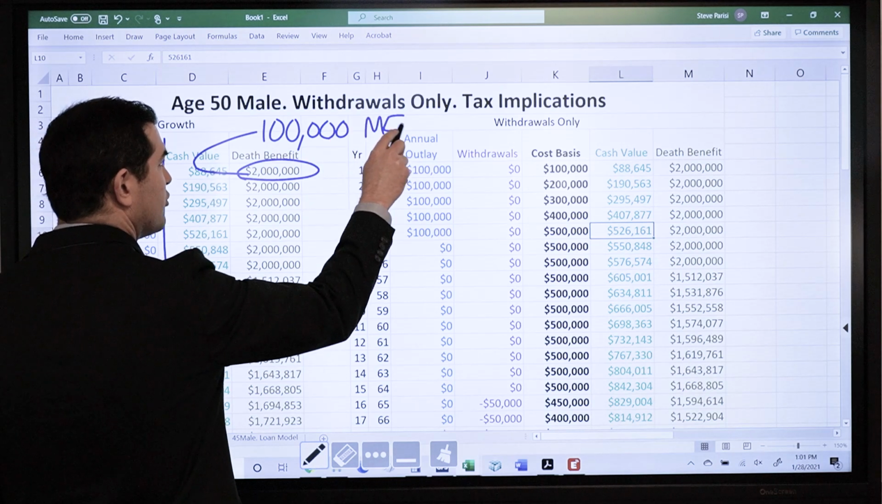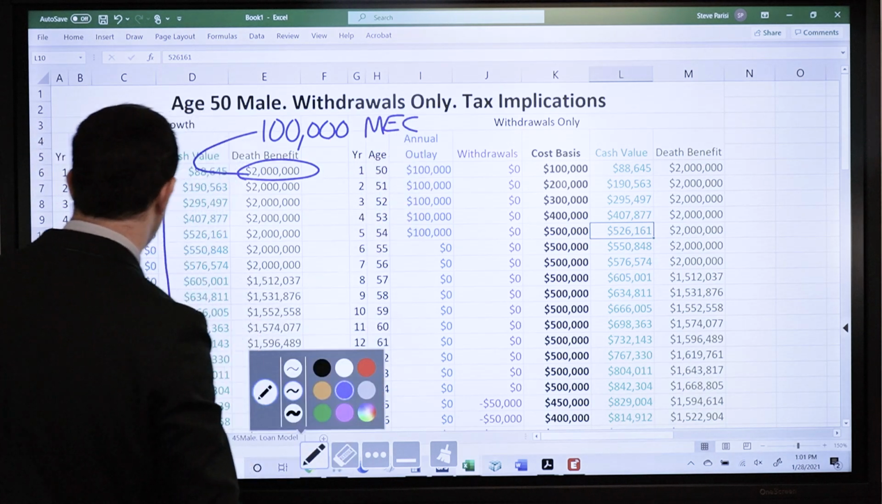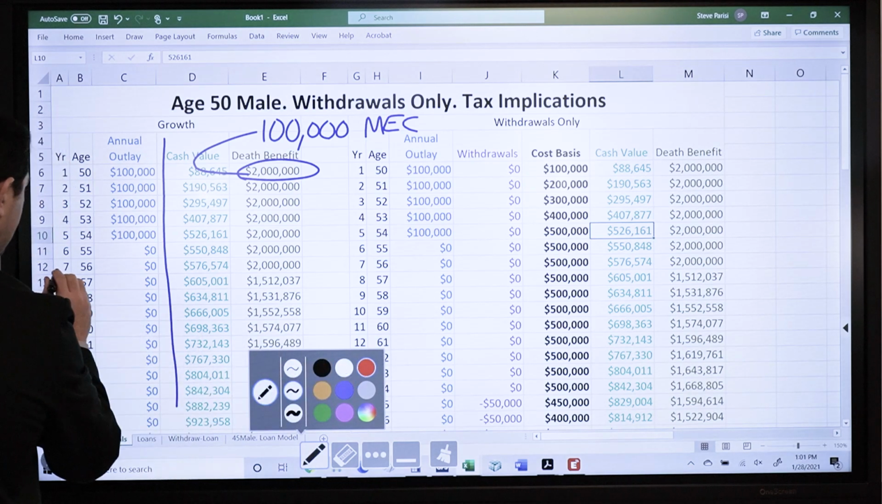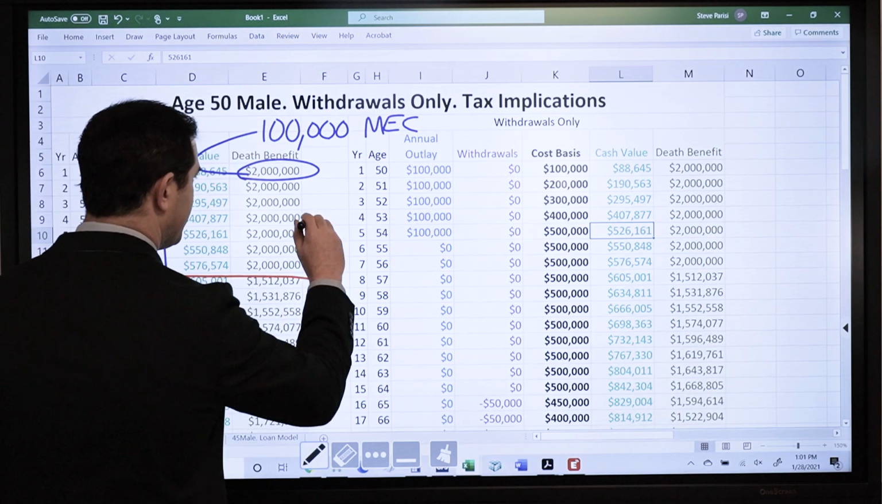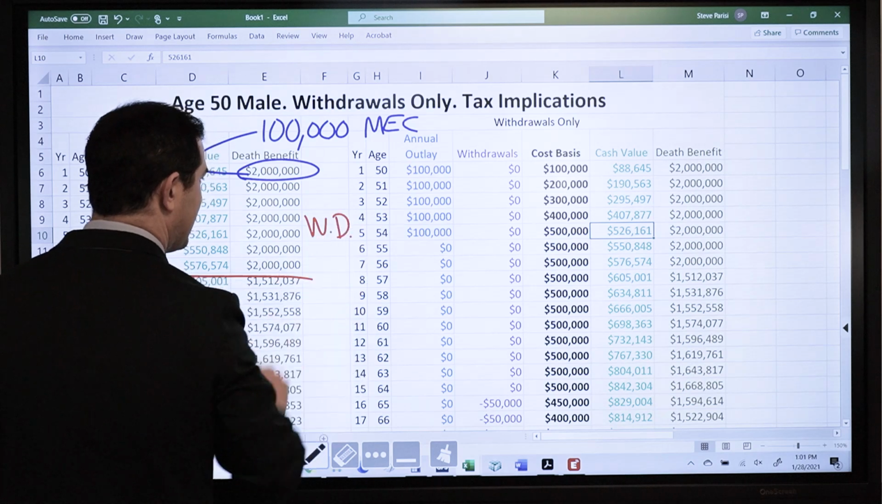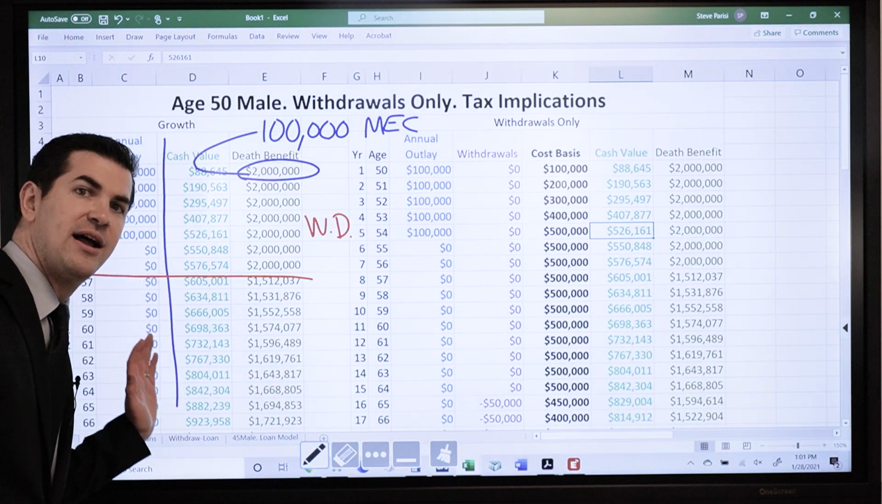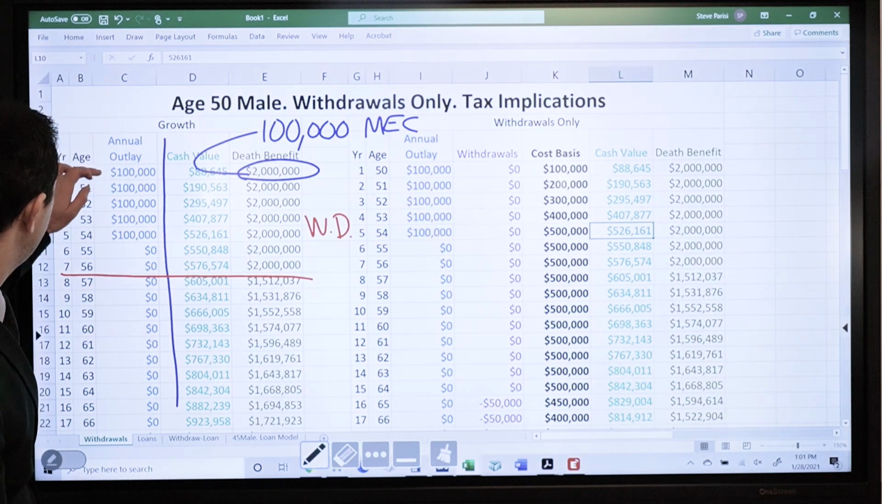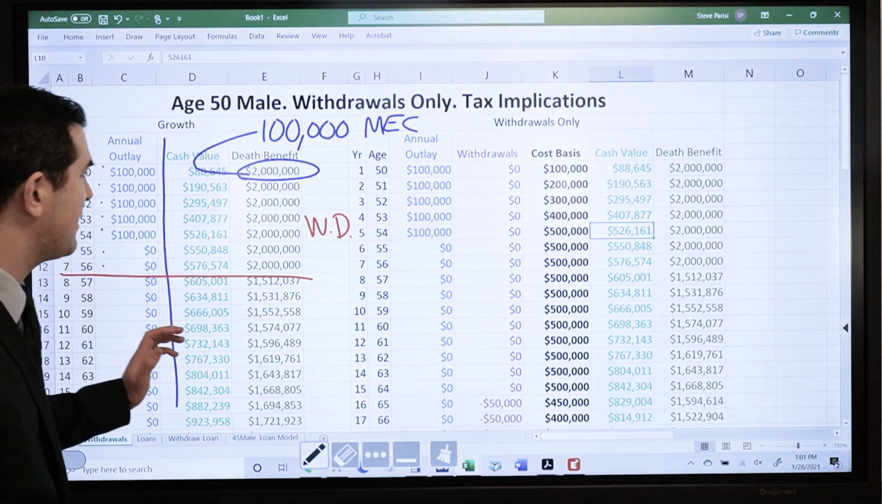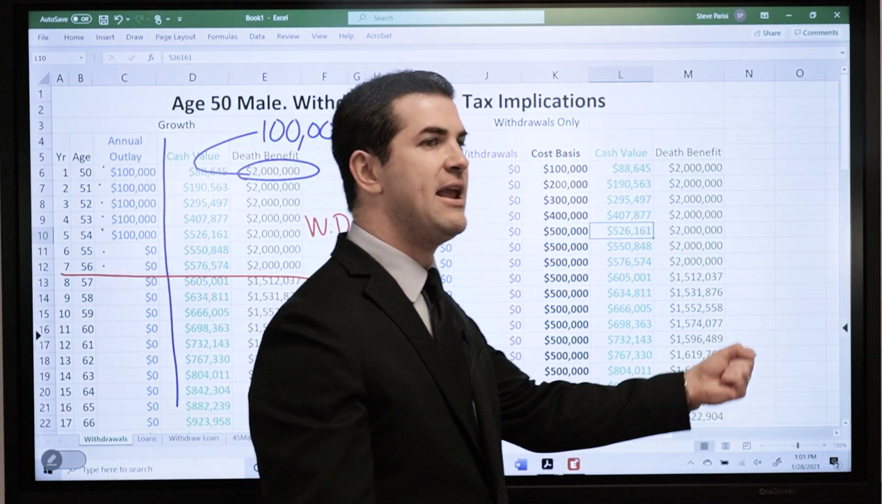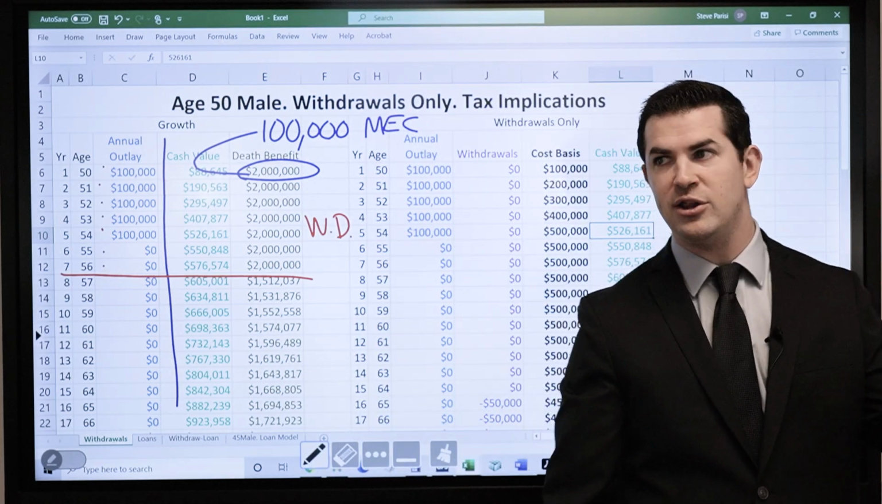So to touch on one of the risks, if he were to take a policy withdrawal in the first 7 years, that would trigger a MEC because he has funded up to the MEC limit during those 7 years. If you fund up to the MEC limit on any one of those 7 years and then take a policy withdrawal, you will run into a MEC.